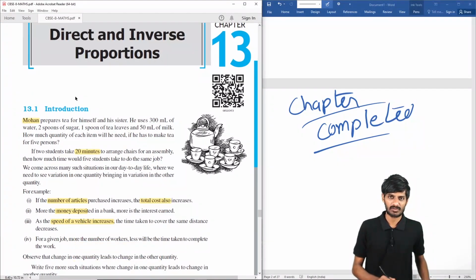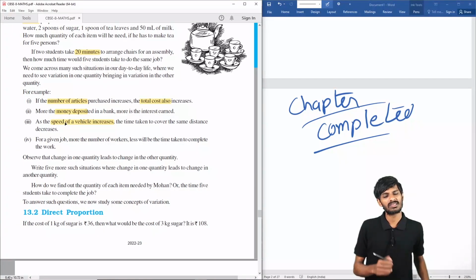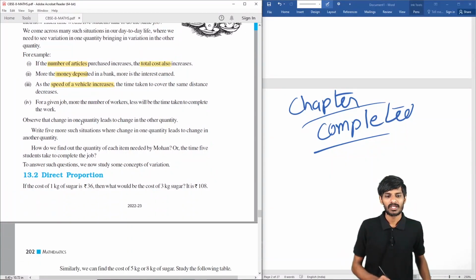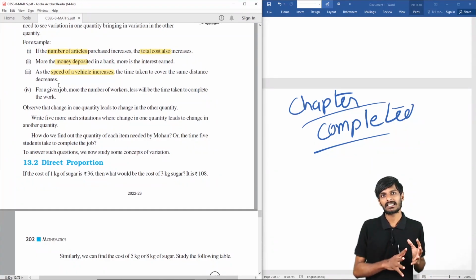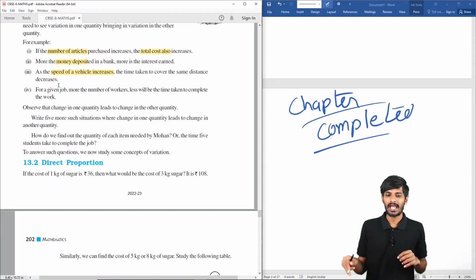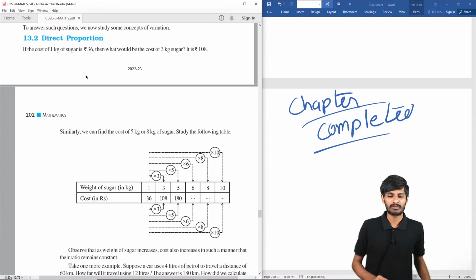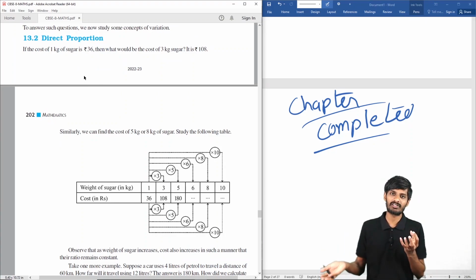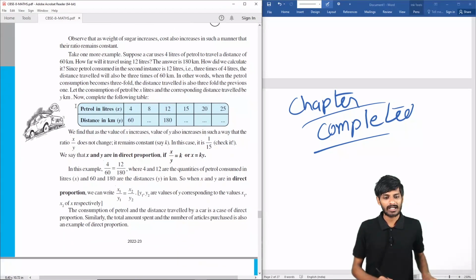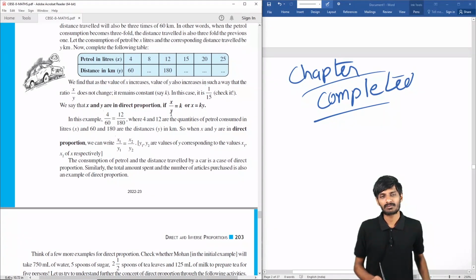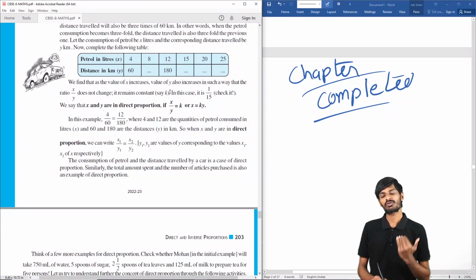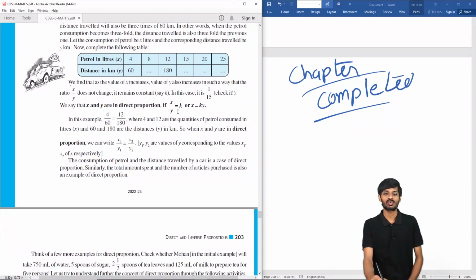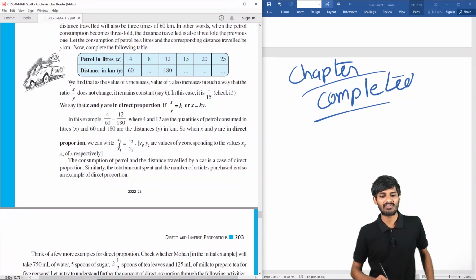So direct and inverse proportions, the interaction. There are many real life situations where direct proportion and indirect proportion are required. Sometimes the quantity increases and automatically the cost increases. At the same time, when the speed or work increases, the time decreases. Direct proportion means if some quantity increases, another quantity also increases. So the direct proportion is x by y is equal to k. Always the ratio of x by y is k, and x equals ky. We have discussed that. And x1 by y1 is equal to x2 by y2.